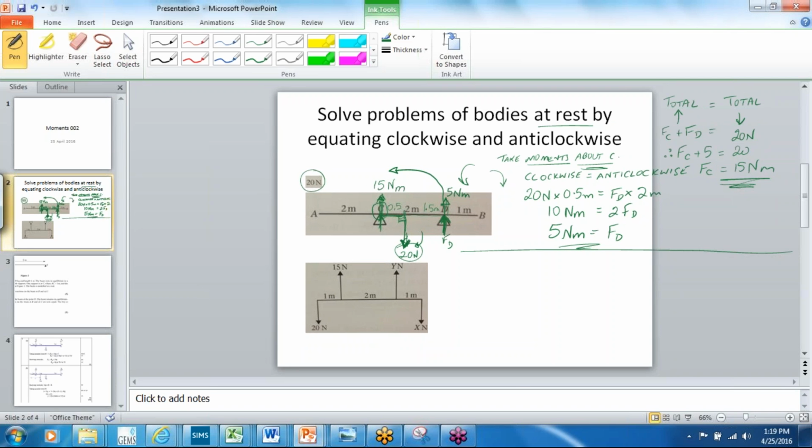All right, so we're looking at clockwise and anti-clockwise being equated because the body is at rest. Let's have a look at the second one and notice how I selected taking moments about C up here. I could have taken moments about D if I wanted to, and then you would have the same answers as this solution here. All right, so let's do part 2.